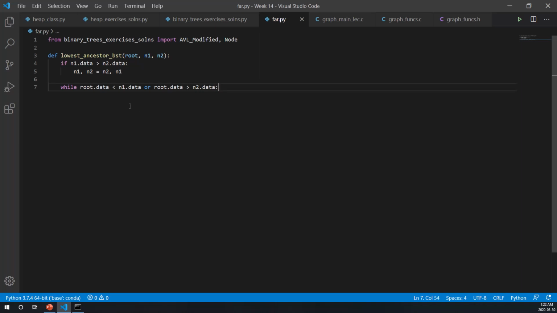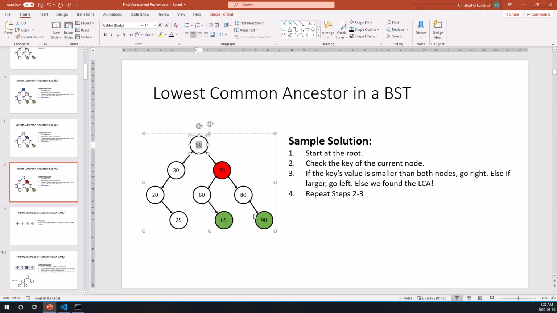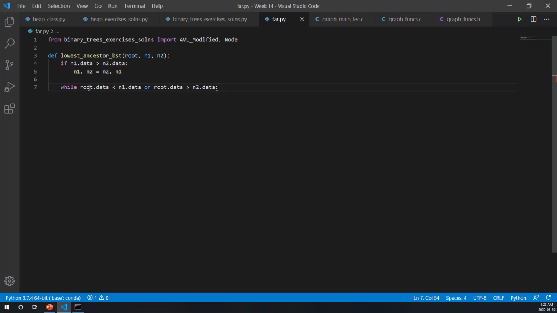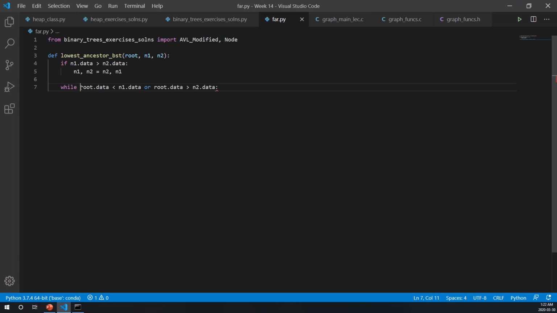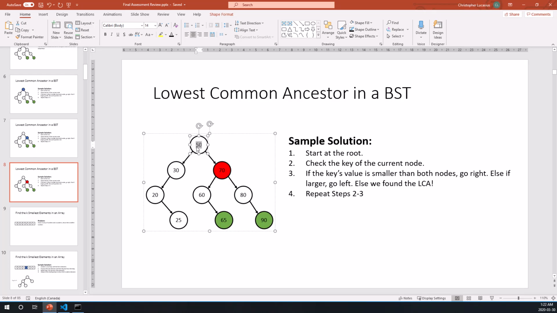Why is that? Well, because I assume that n1 is smaller than n2, so if root is smaller than n1, then it must also be smaller than n2. And similarly, if root is larger than n2, it must also be larger than n1. So this case corresponds to the first case I have over here, where my root's 50 is smaller than both n1 and n2.